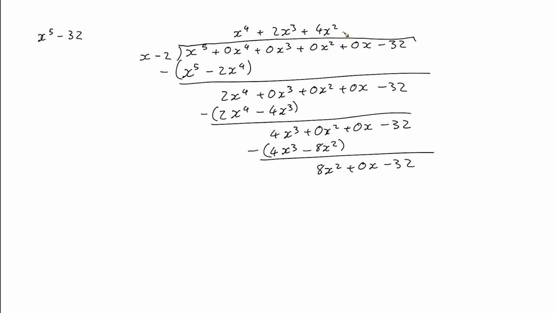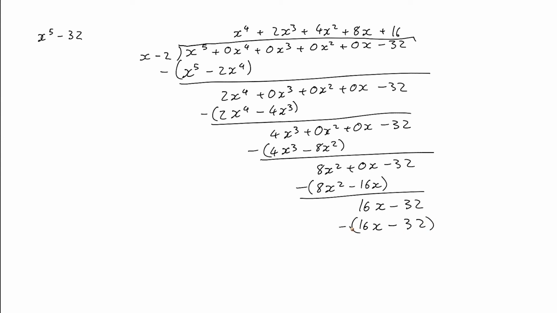And now we have to have an 8x here to manufacture this 8x squared term. So we have 8x squared minus 16x. Subtract this from the top thing: 16x minus 32. And then finally, 16 times x minus 2 gets me 16x minus 32. Subtract. And we have a 0 down here. Now this 0 down here means our remainder is 0.